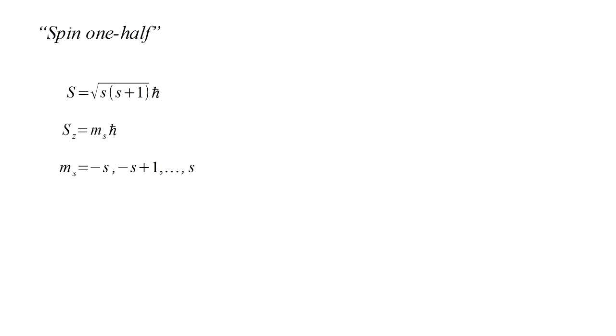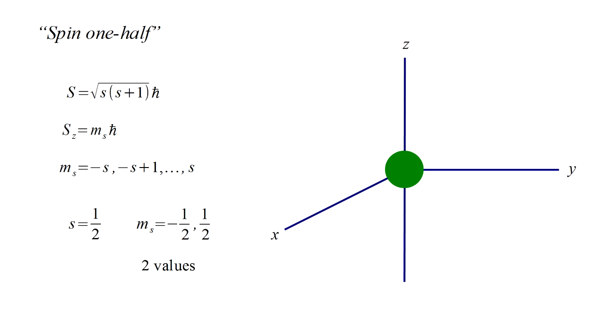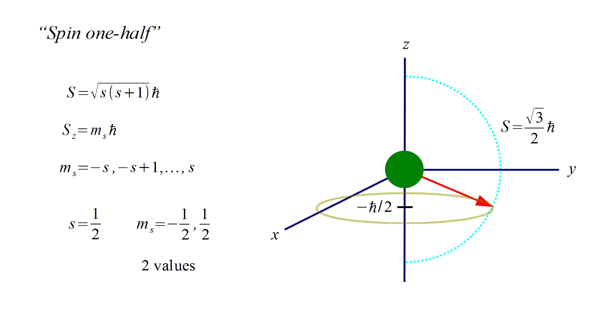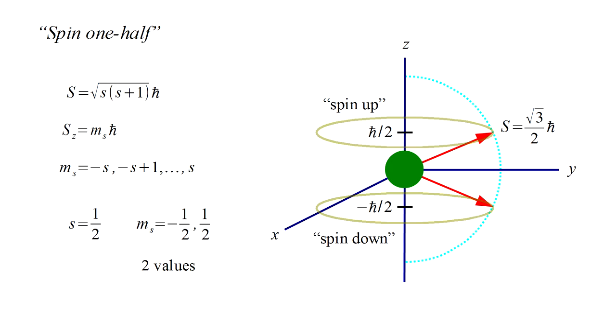s can be 0, a positive integer, or a half integer. If it's 1/2, then m sub s takes on two values, minus 1/2 and plus 1/2. A classical picture of this situation would be the electron as a spinning sphere with mass and charge and angular momentum of square root of 3 over 2 times h bar. The angular momentum has a z component of minus h bar over 2 or plus h bar over 2, which we can refer to as spin down and spin up. So it seems there is a classical phenomenon, the spinning of a body, that when placed in a quantum context can explain the two-valuedness that appears in several experiments.